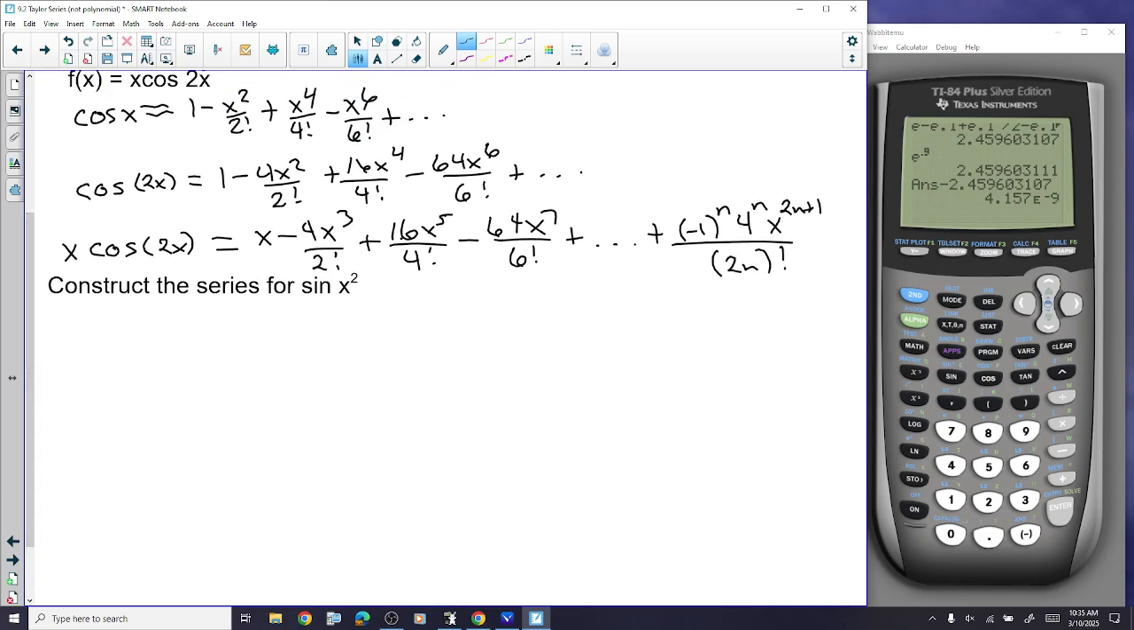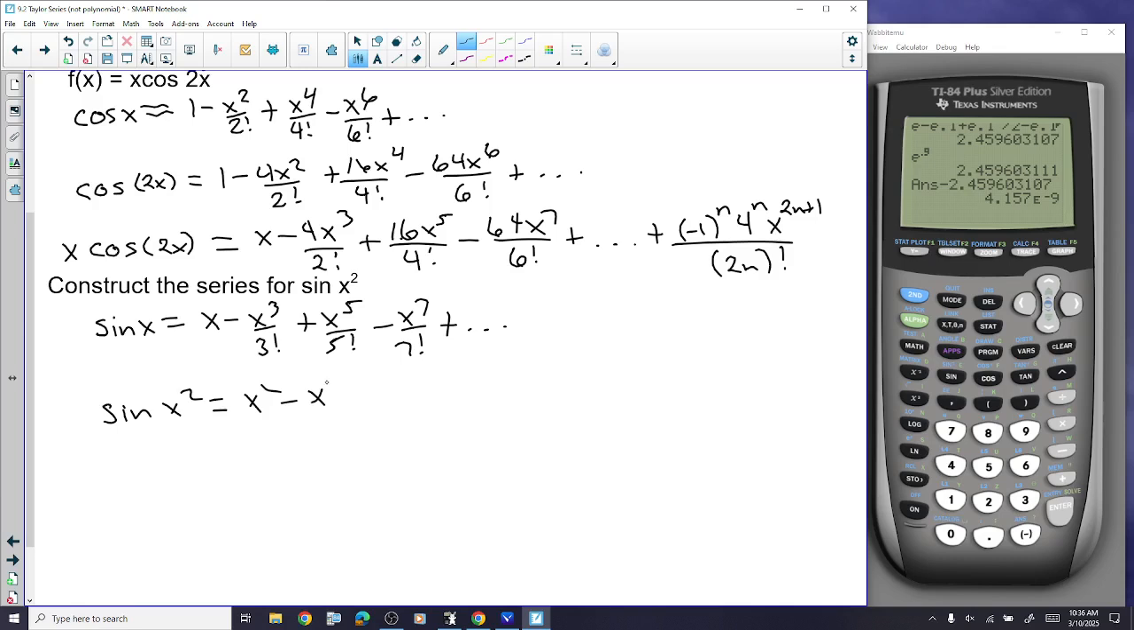Construct the series for sine of x squared. Sine of x is odd, so x minus x to the 3rd, x to the 5th, x to the 7th. Sine of x squared then is x squared, x to the 6th, x to the 10th, x to the 14th.